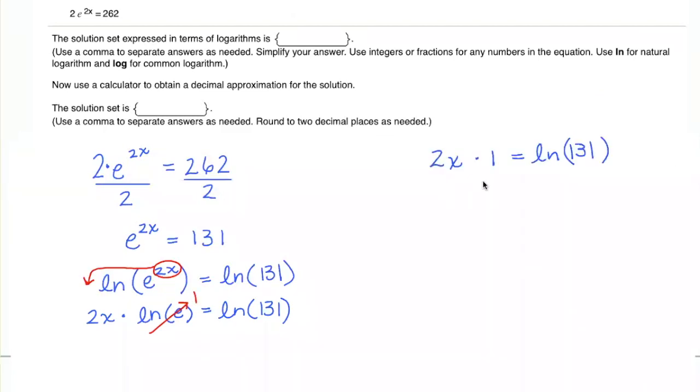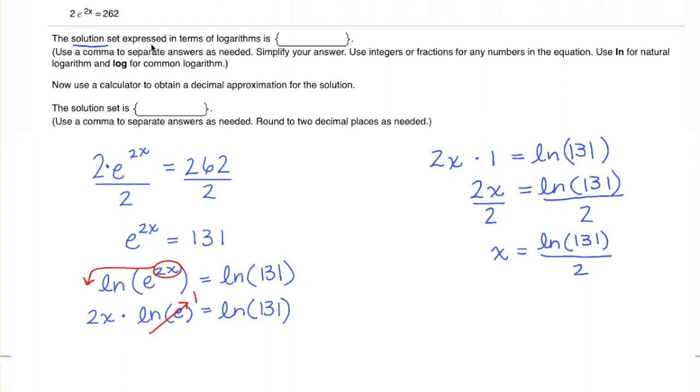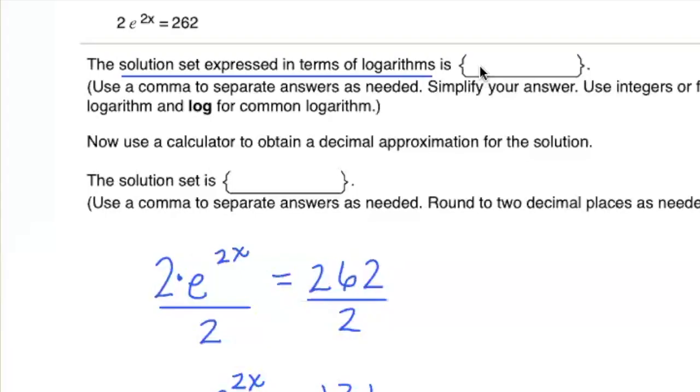I now have 2x times 1 on the left, which is just the same as 2x, equals natural log of 131. Finish solving for x by getting rid of the coefficient of 2 by dividing. This is the first answer that MyMathLab wants you to put in. They want the solution set expressed in terms of logarithms, and it should be simplified like we did, where we changed one of the logs to just a whole number. You want to take care of any of that simplification that can happen. So inside these set brackets, I would put ln 131 over 2. You're going to need to use your math palette to access the symbols for that.